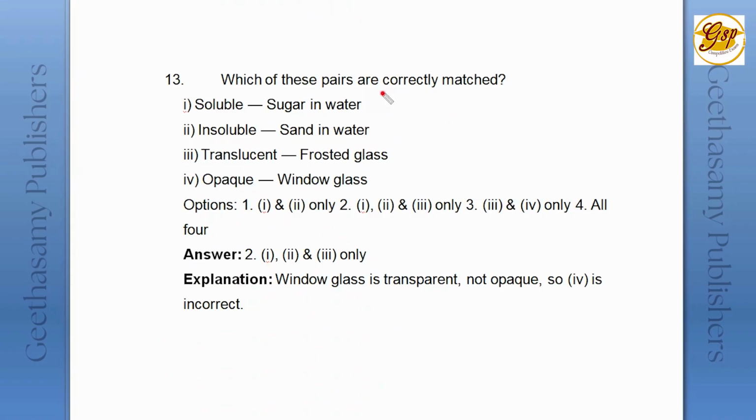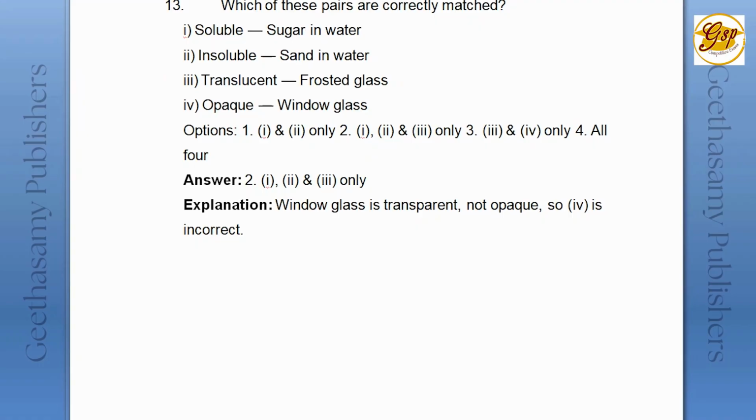Which of these pairs are correctly matched? Soluble sugar in water, insoluble sand in water, translucent frosted glass, opaque window glass. The options: 1, 2 only; 1, 2, 3 only; 3 and 4 only; all the 4. The correct answer is 1, 2, 3. So the correctly matched are the first 3. The fourth, window glass, is transparent, not opaque. So the fourth is incorrect. Right?